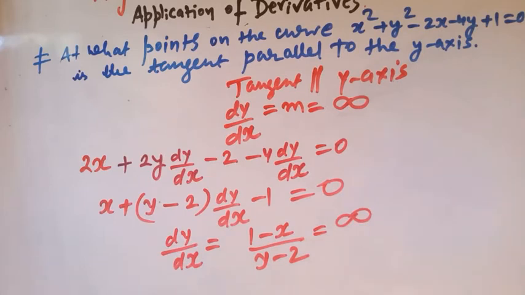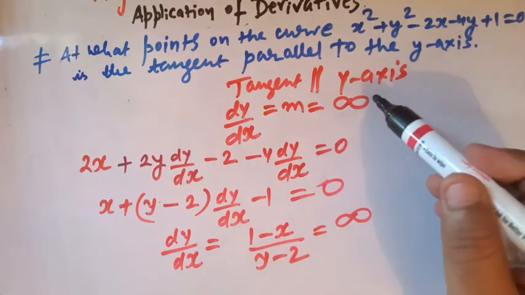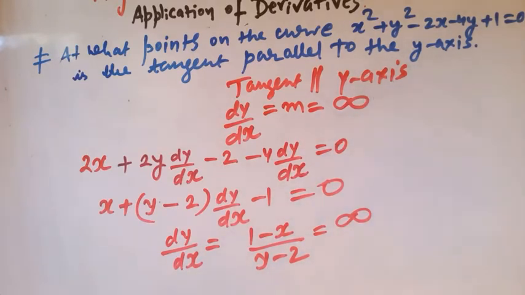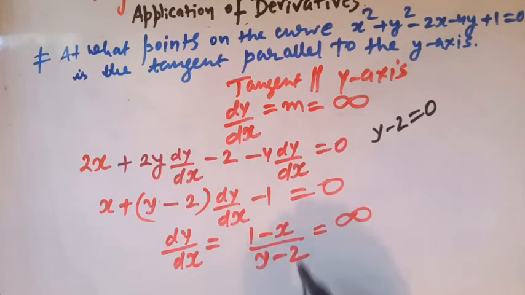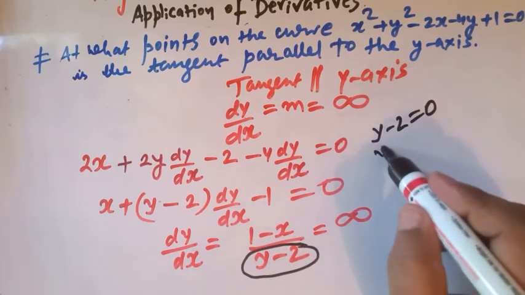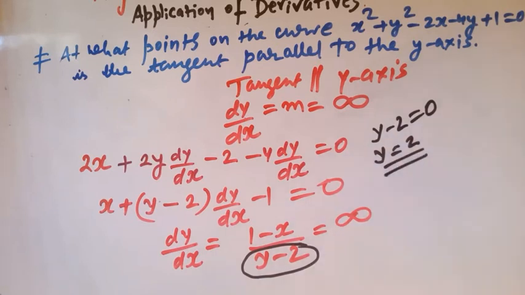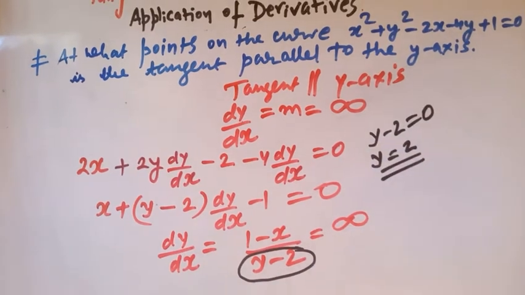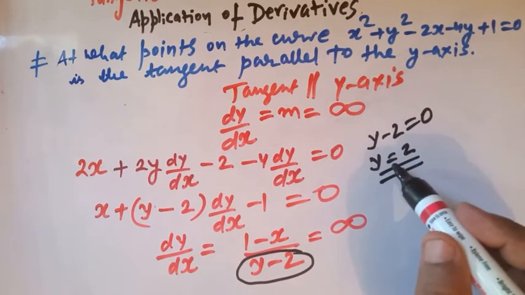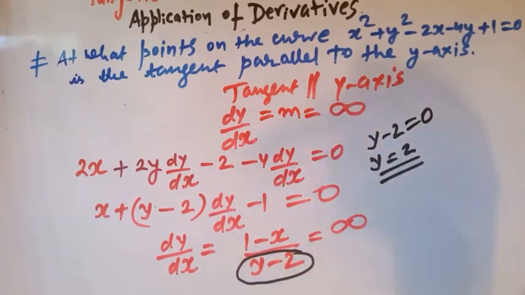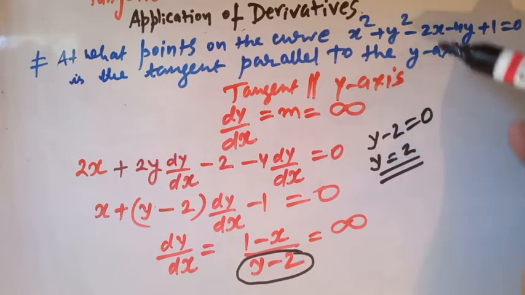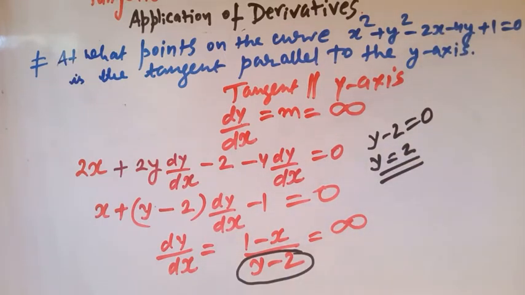So what we will do, because the tangent is parallel to y-axis. So what does it mean? It means that y minus 2 must be equal to 0. So this term should be equal to 0. So y is equal to 2. Clear? Now we have obtained the y coordinate of that point at which the tangent is parallel to y-axis. So we'll substitute this y equal to 2 in this equation to get the value of x.